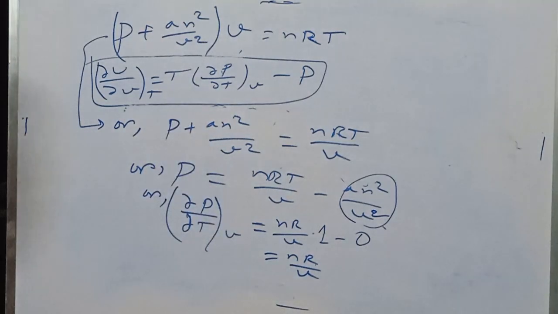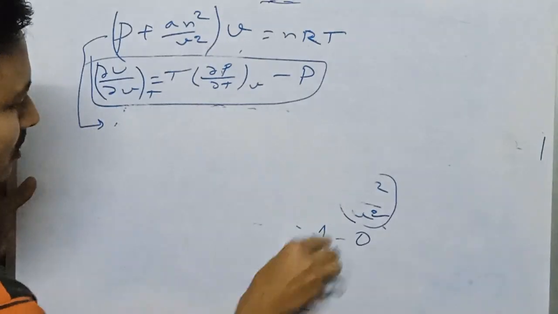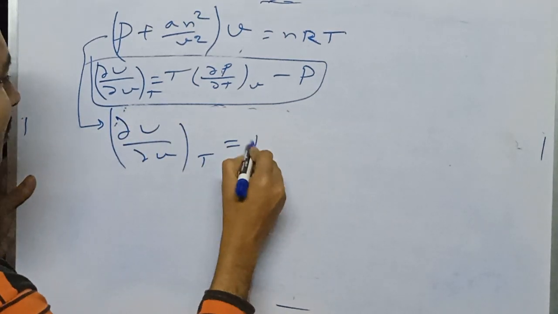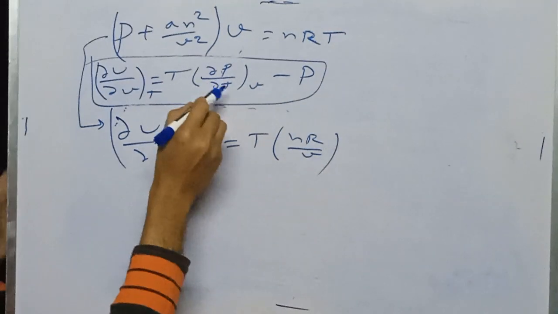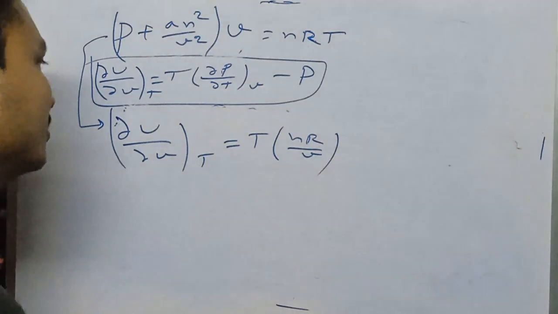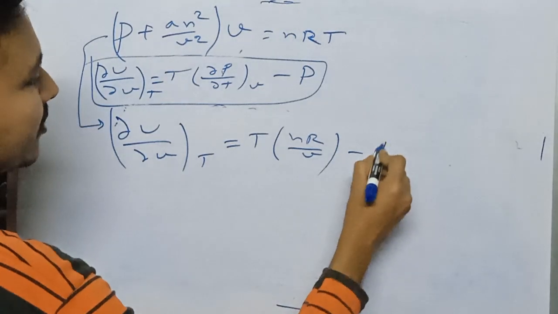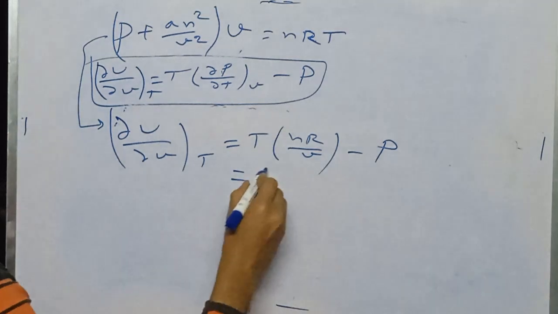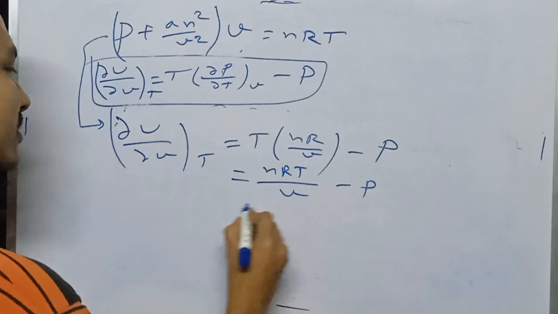Put this in this equation, and we then obtain that del U del Vt is equal to T times nR by V in place of del P del Tv, which I have derived previously, minus P. Now put the temperature in parentheses, then nRT by V minus P.